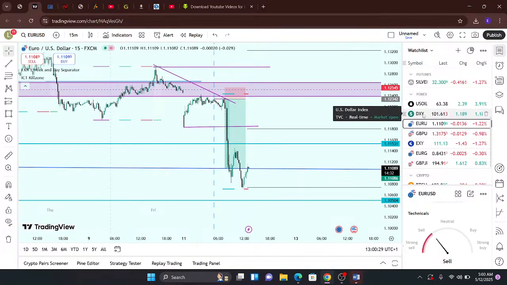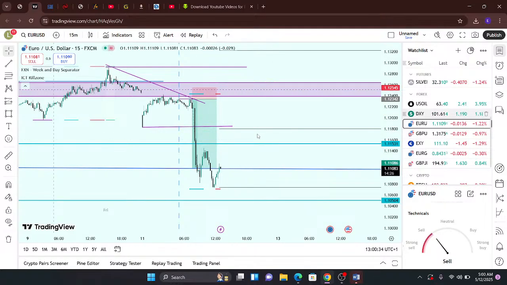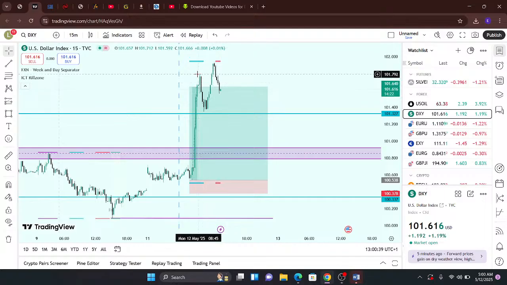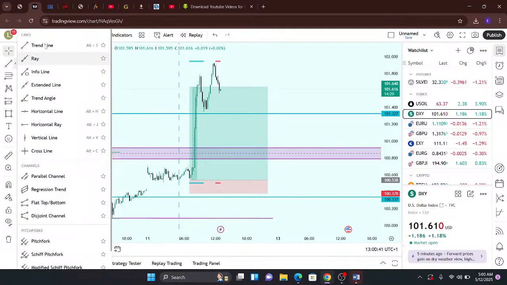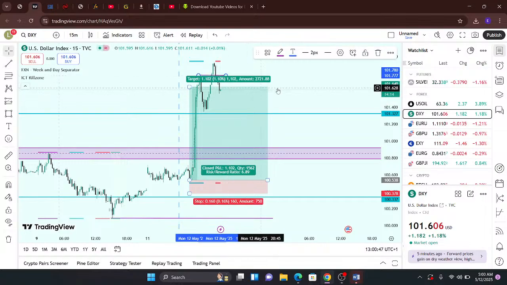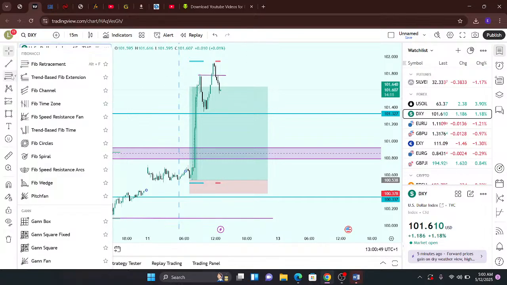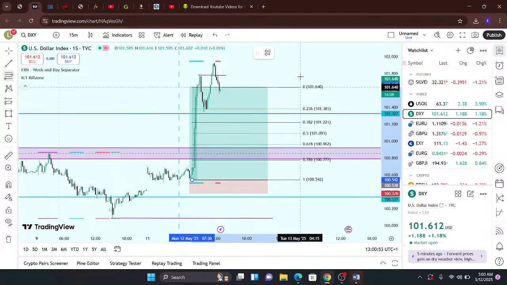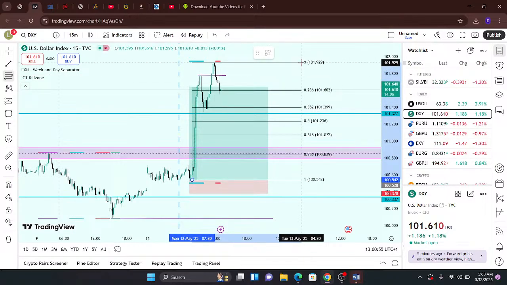That is what I hope to see on the Euro USD, and also that is my anticipation for the dollar index. I hope to see the dollar index also push down into that 50% of the region, and then that will tell us where to capture our entry and slide through the week.